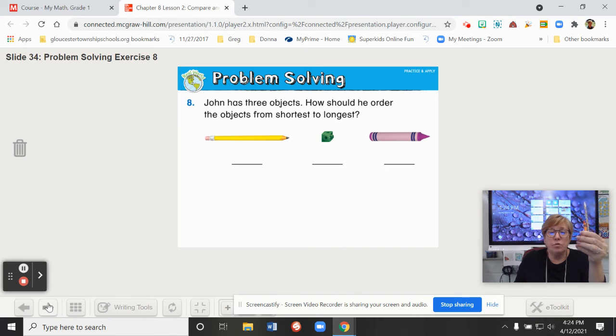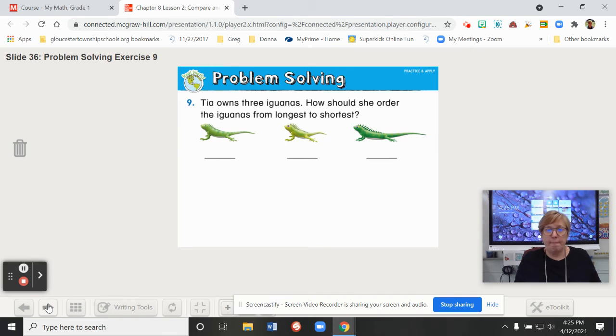Let's see if you wrote the same thing as they did. The cube is the shortest. The crayon is a little longer, and then three. See, they're not playing fair here because now they're mixing the two words together, which is how we would do it sometimes, but that's what it would be. This is the shortest, this is next, and this is the longest. Okay, let's go to the next one.